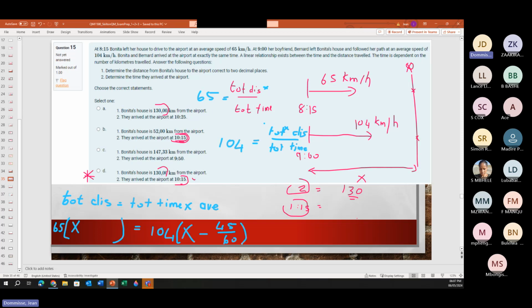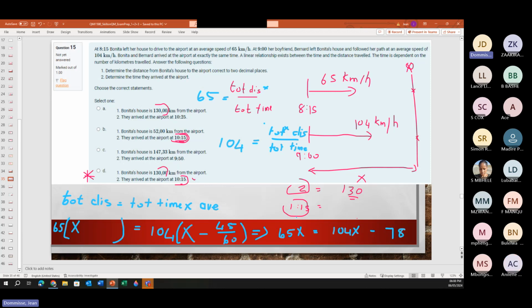Let's hope this does give us something. I doubt it. So that is 65x, is 104x, minus 45 divided by 60 times 104. I get that as 78.